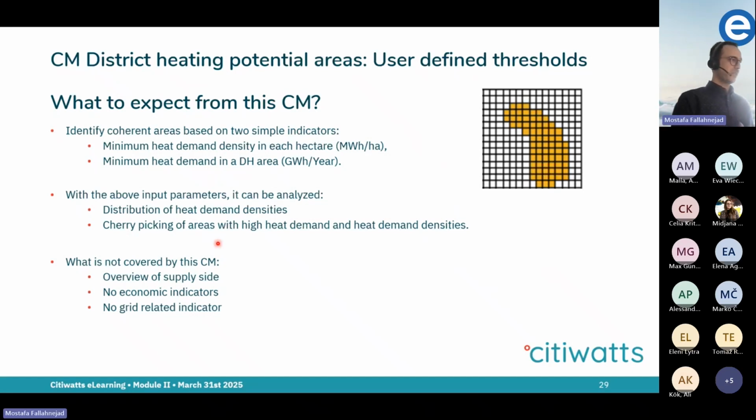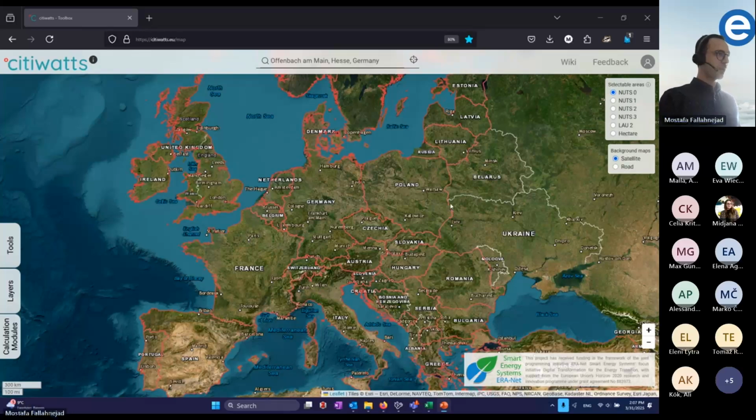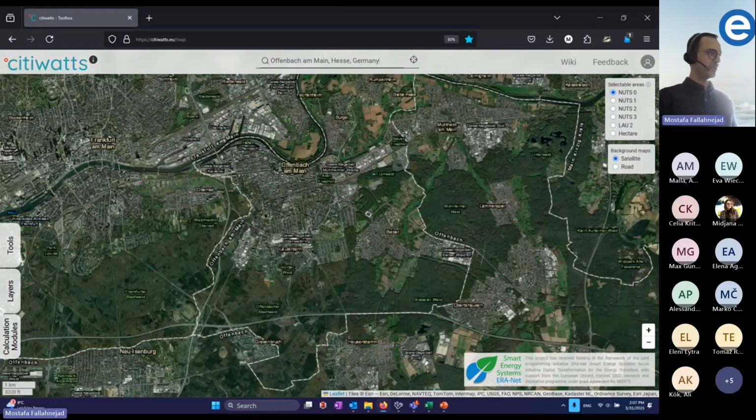So what can be done basically with this calculation module? As I said, it's based on the demand side. Nothing related to the supply side has been included in this analysis. And also there is no economic indicator or anything related to the district heating grid itself. So it's a simple demand analysis. I jump into the platform to show you how it works. Basically, I go to the city of Offenbach in Germany.